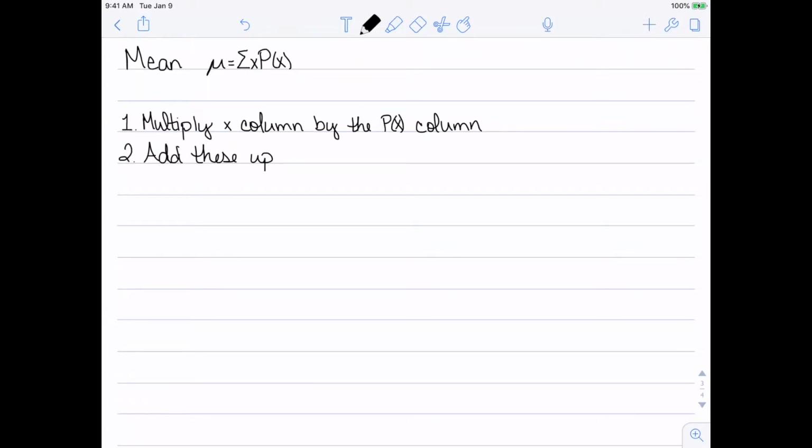So let's break down exactly what that means. The first step, we do have two columns in our probability distributions, one x and one p of x. X are my possible outcomes, p of x the probability. And we're going to multiply the x column by the p of x column. So multiply each outcome by its probability. And then the second step would be to add these numbers up. And once we do that, we would have the mean. So let's look at some examples.